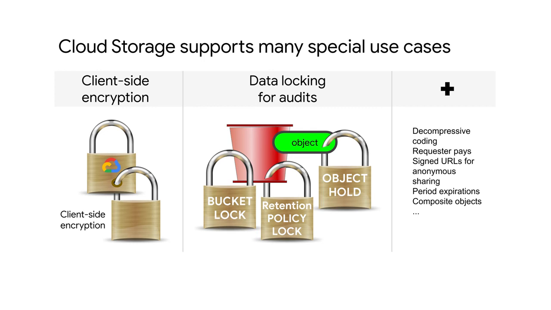You can create a signed URL to anonymously share an object in cloud storage, and even have the URL expire after a period of time. It's possible to upload a single object in pieces and create a composite object without having to concatenate the pieces after upload. Now, there are so many more useful features in Google Cloud Storage, but we have to move on.